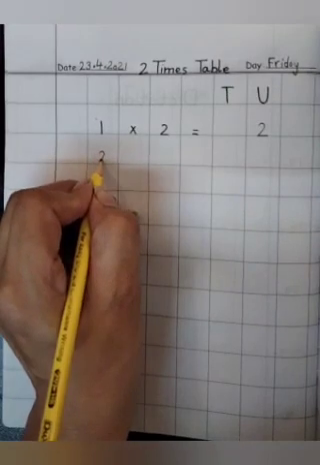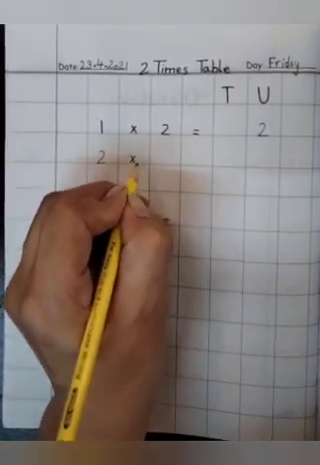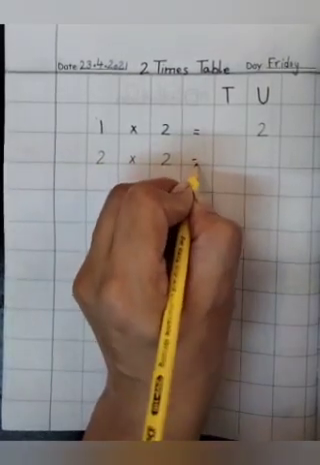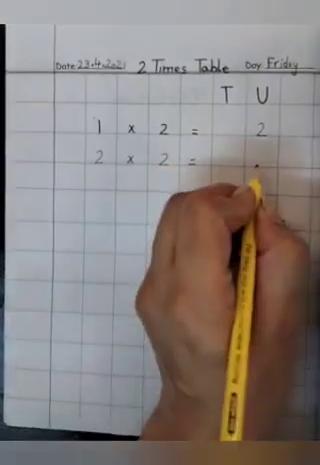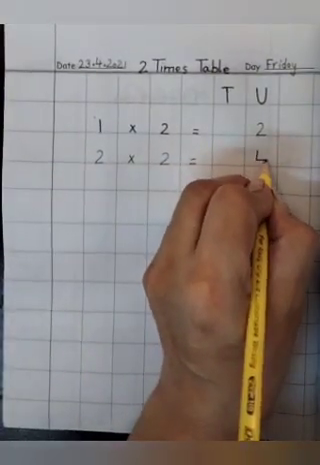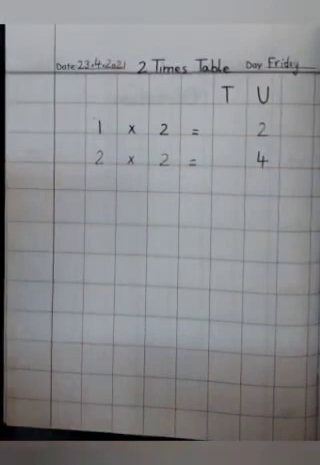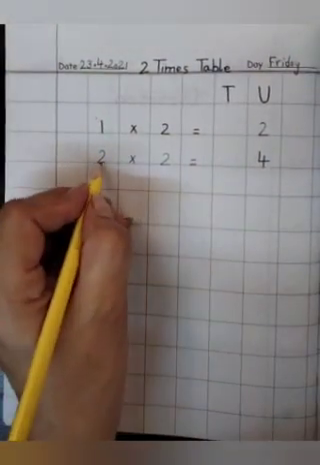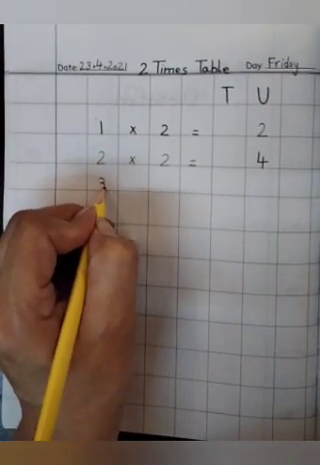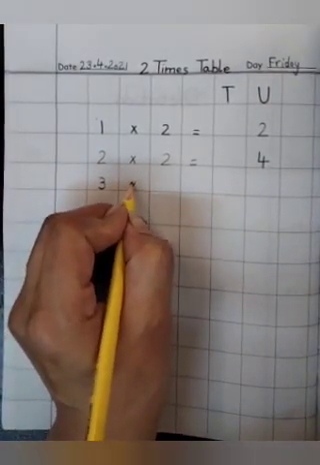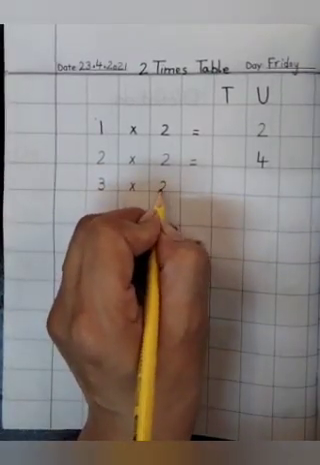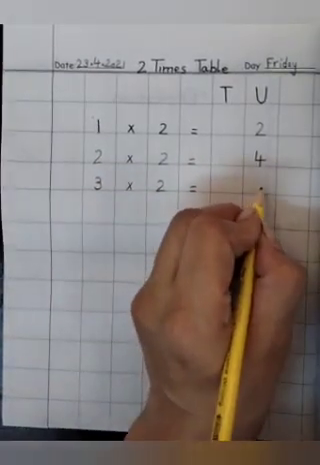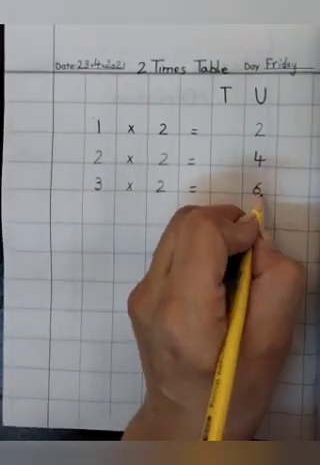So here we will write down 2 multiply 2. 2 times 2 is 4. Very good. So here we will write down 4. Now let's move to next, and after 2 we will write down here 3. 3 times 2 is 6. Very good. So here we will write down 6.